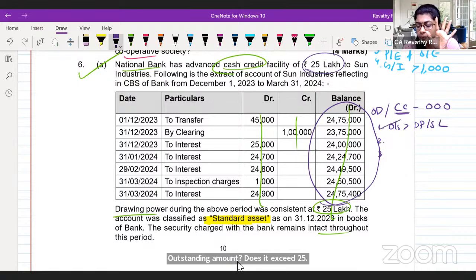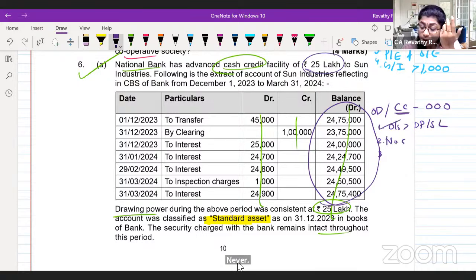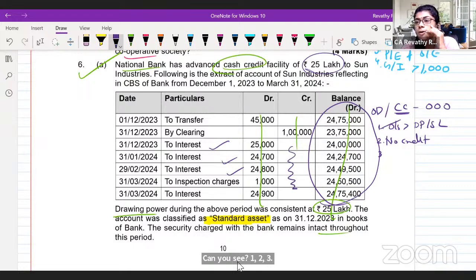So first is okay. Second, no credits at all for 3 months. I mean 90 days. Can you see? 1, 2, 3. There is no credit at all. So is it a performing asset? They've given the ledger, no? It's not performing, it is out of order, meaning it is NPA.